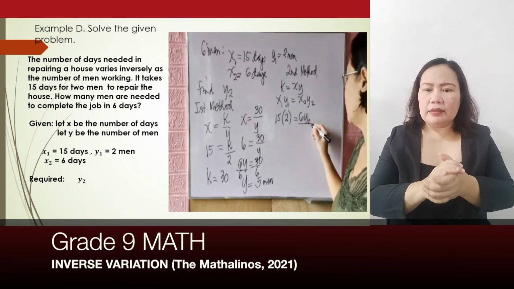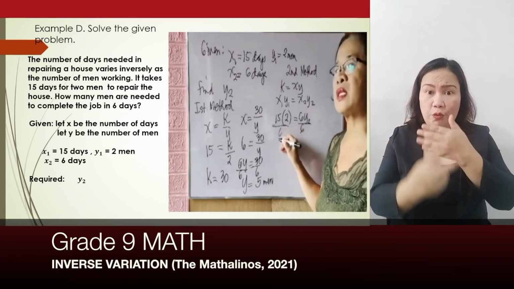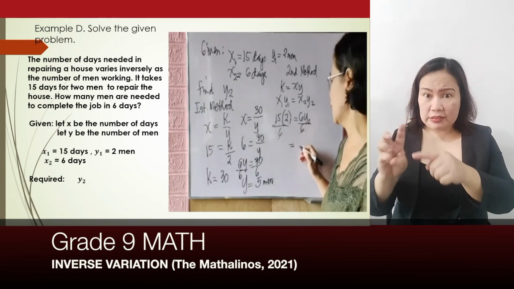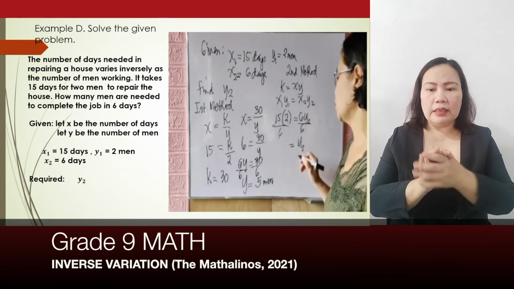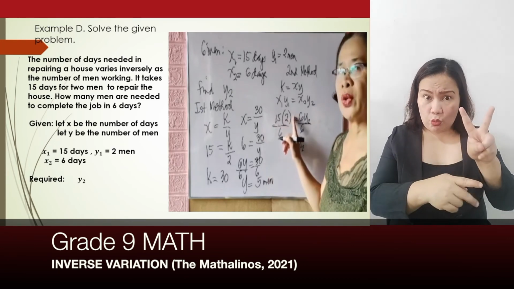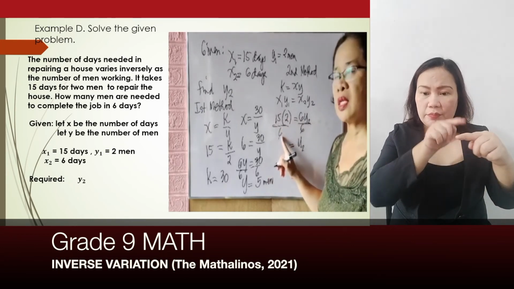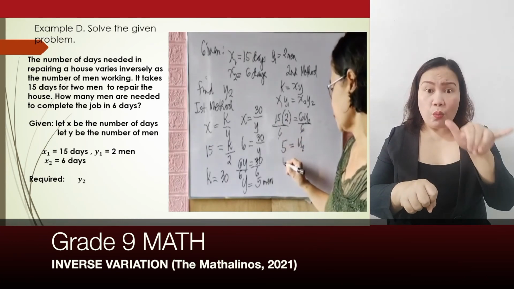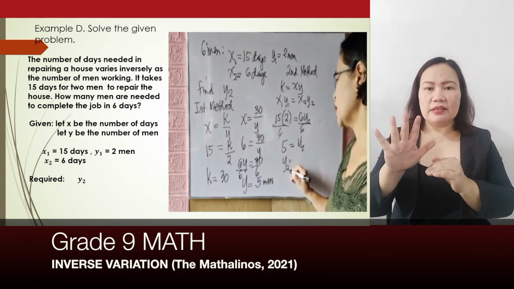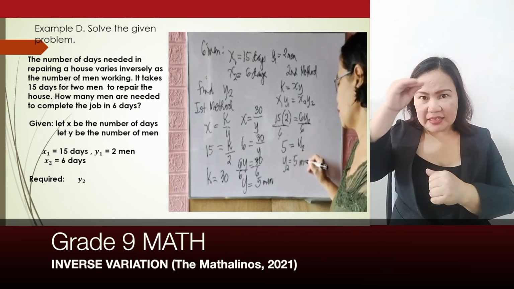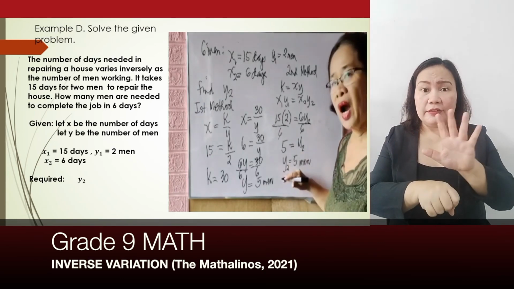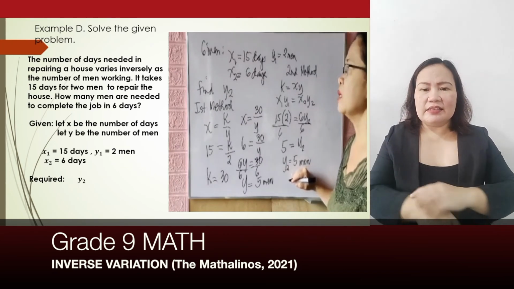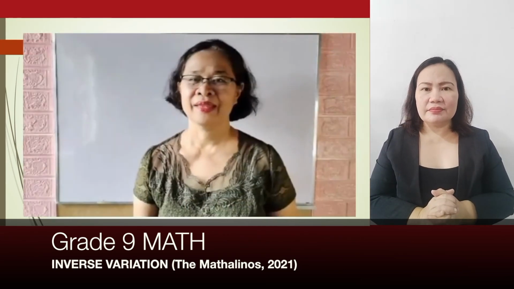Then divide both sides by 6. So 6 y sub 2 divided by 6 is y sub 2. Then 15 times 2 is 30, divided by 6 is 5. So therefore, y sub 2 is equal to 5 men. So there are 5 men needed to finish the job in 6 days.